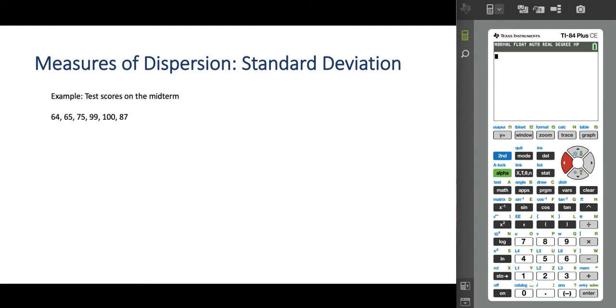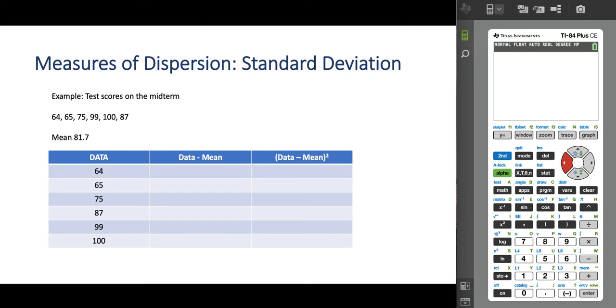Okay, I'm just going to use 6 values here because we're going to find the standard deviation by hand, and it's quite cumbersome and it takes a little bit of time. So there are 6 values here. First thing we need to do is find the mean of those 6 values. So the mean is approximately 81.7.